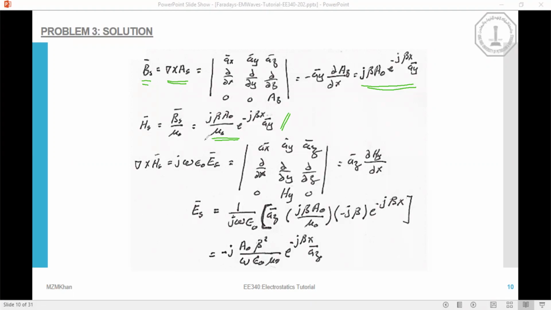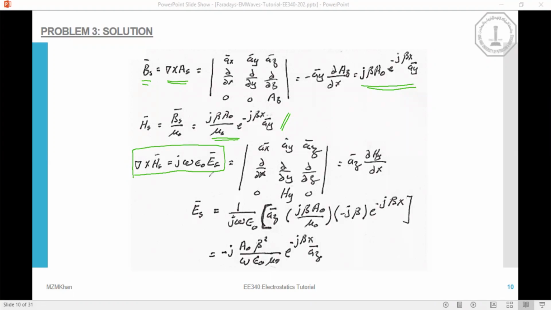Now, from HS, you can find your ES. You can find the corresponding ES using Maxwell's equation. Del cross HS is j omega epsilon ES. Remember, del cross H is j omega epsilon ES. So this is our Maxwell's equation.